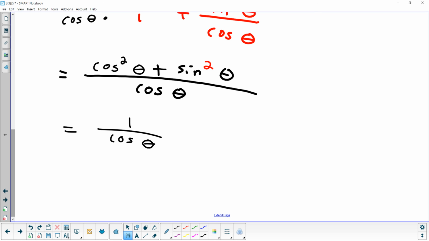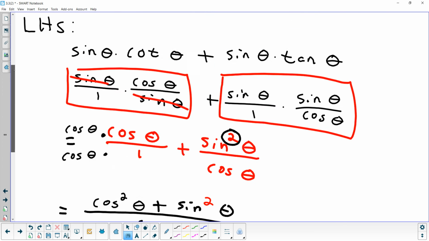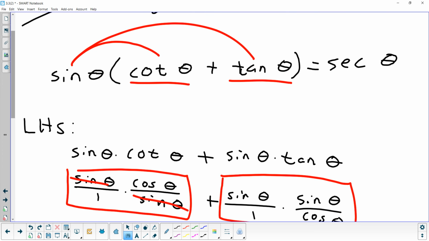So now we just have 1 over cosine. And what do you get for a trig function when you flip the cosine? Yep, you get secant. So now, let's scroll back up, and if secant is what was on the right-hand side, then we're done. If not, then we're stuck, because I don't know what else you're going to do with that. It's a single trig function. There's nothing left to do. So that's got to be the answer. And it is. Secant.